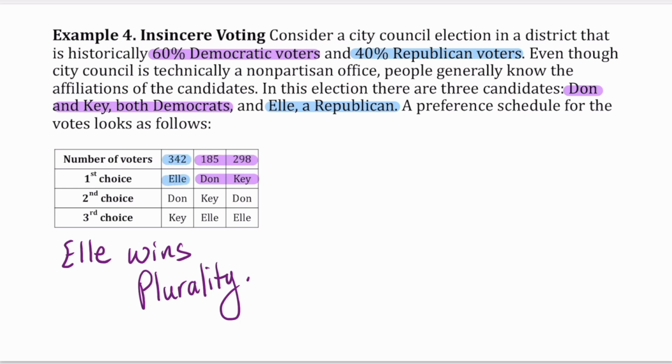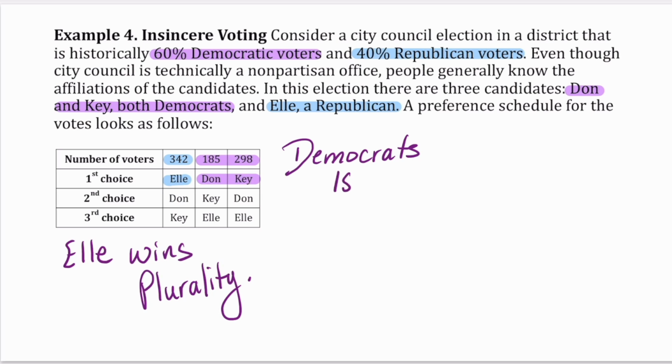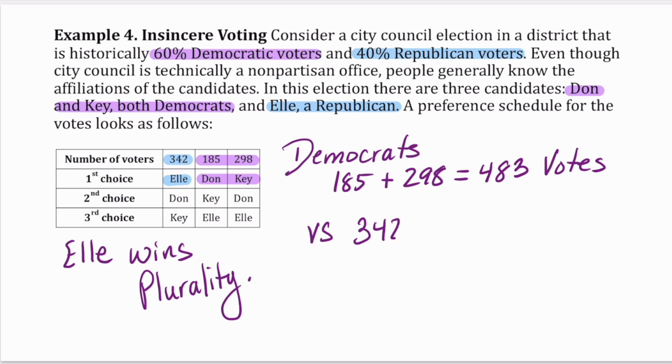with Dawn and Key both being Democratic, if we were to add up their total number of votes, we would see that there are 483 people who voted for a Democratic candidate, which is more than the 342 votes that went towards the Republican candidate. So in this case, we're looking at an election where you might say that the vote was split among the Democrats. There are 483 who voted Democratically.